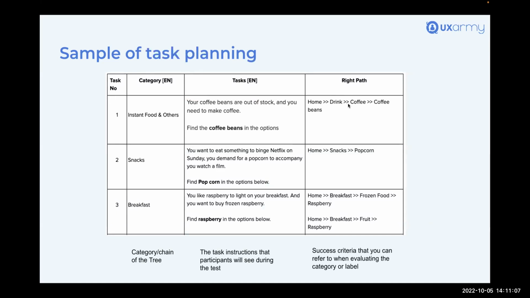The next thing is about task planning. In tree testing, to design the task, we will have a task number and then a category, which is like the first layer of your app, the category or the chain. And then your task will follow the category. You also need to define the correct answer, or the right path, for each category.